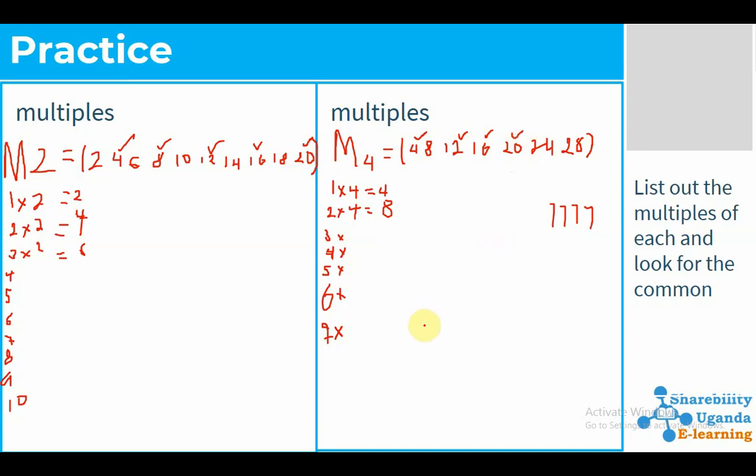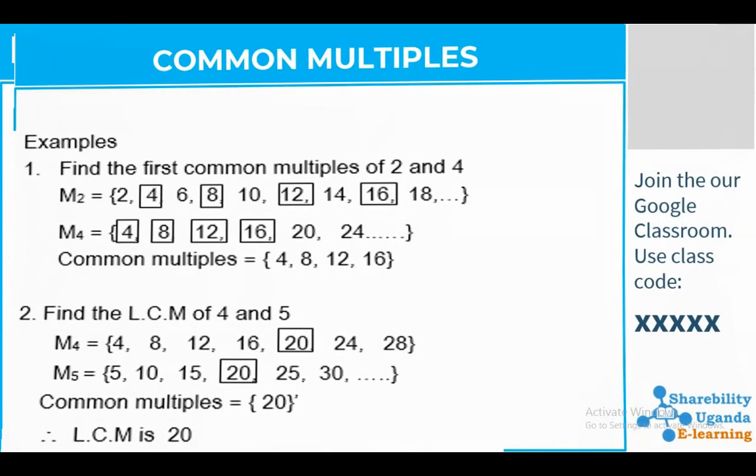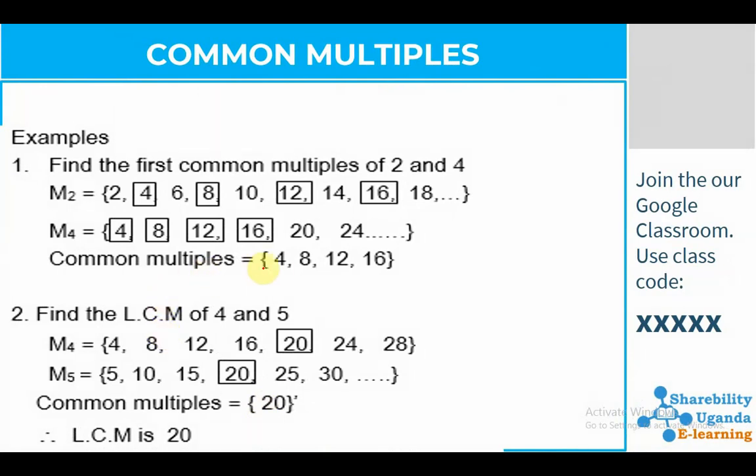So now here we have been able to identify the common multiples after we have got the multiples of each. That's why they are able to give you that the common multiples are 4, 8, 12, 16. After identifying our 4 which is here, our 8 which is here, our 12 which is here, our 16 which is here. They stopped from here, but for us we have been able to get a 20 because we continued here. That's the way they get the common multiples.